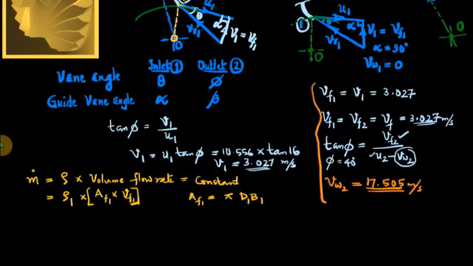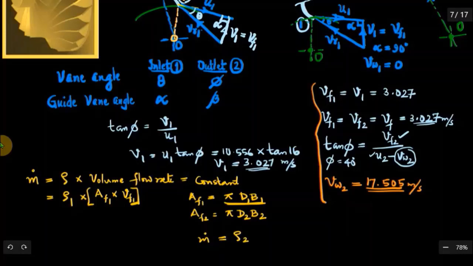At inlet it is pi d1 b1, the area of flow AF1, and the area of flow at outlet is equal to pi d2 b2. So you can calculate one part even now. What is that? Pi d1 b1 is available. And the mass flow rate, the same mass flow rate, the relation can be written as rho 2 into the volume flow rate at outlet, that is the area of flow at outlet, AF2, into the velocity of flow at outlet, VF2.